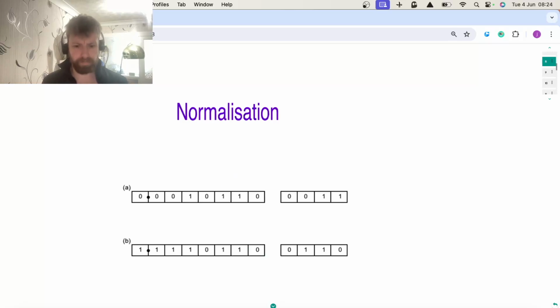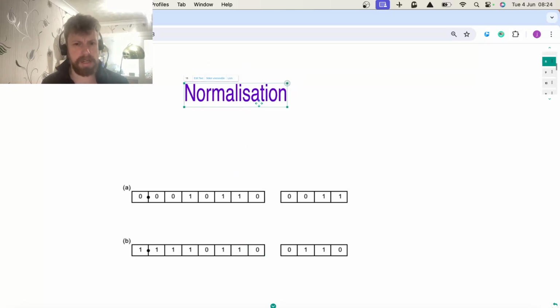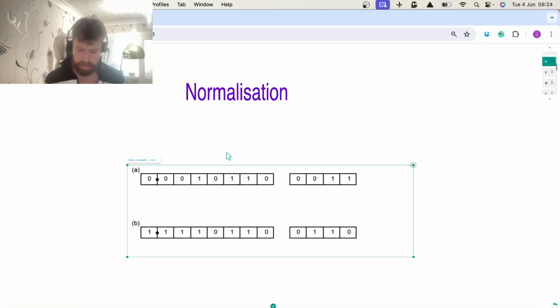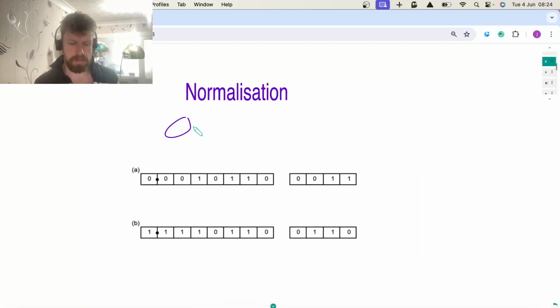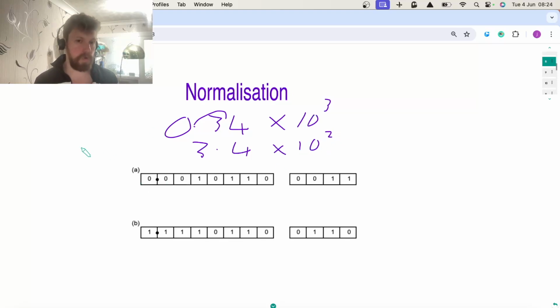Okay, so normalization. Normalization is the idea that if we have a number here, 0.34 times 10 to the 3, this number isn't actually normalized until it becomes this. Because I've moved the decimal point to here, I actually need to make this one smaller, which is going to be times 10 to the 2. And it's the same principle in binary normalization. Positive numbers have to be 0.1, and this one over here needs to be 1.0 because there's ones at the front. If it's positive, it needs to be that. If it's negative, it needs to be this.